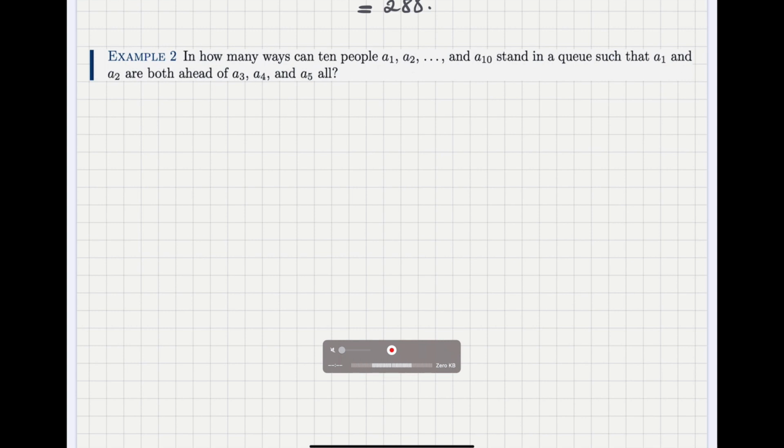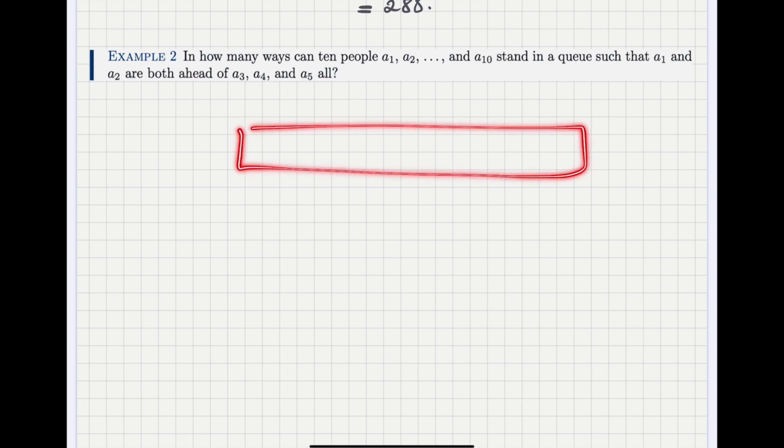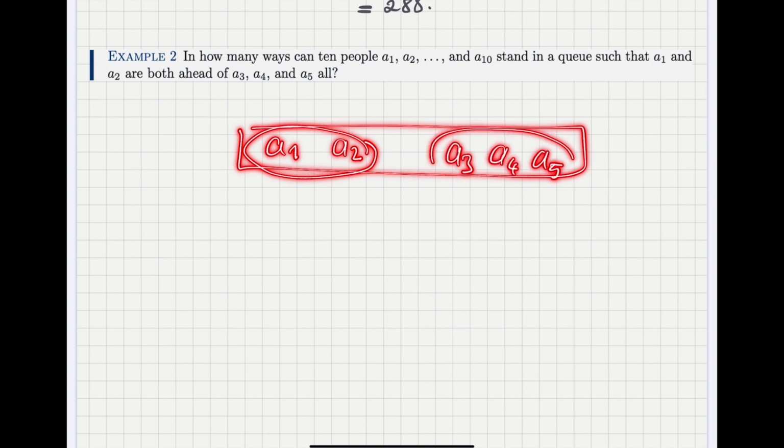In how many ways, let me just make sure that you understand the same thing that I want to transfer to you. In how many ways can 10 people called A1, A2 up to A10 stand in a queue such that A1 and A2 are both ahead of A3, A4, and A5 all? So these 10 people are standing in a queue. My goal is to say that A1 and A2 should be coming before A3, A4, A5. I don't know how they are standing.